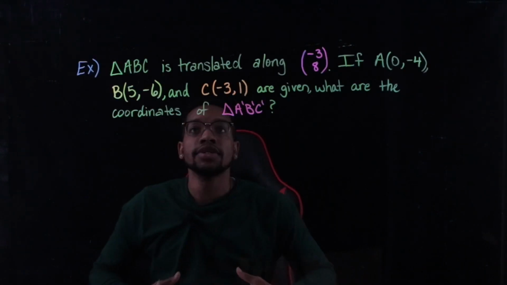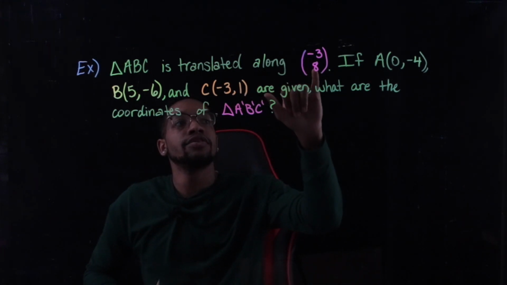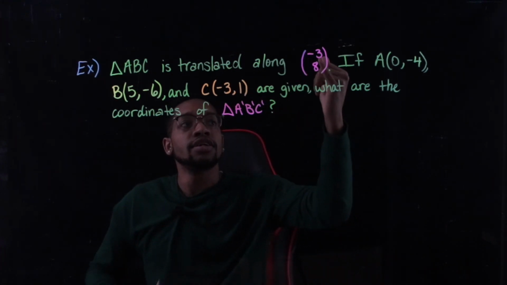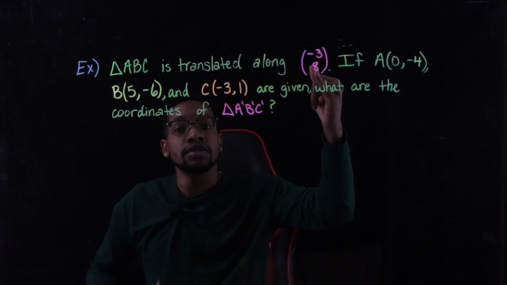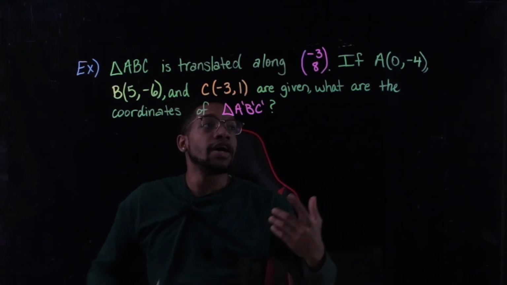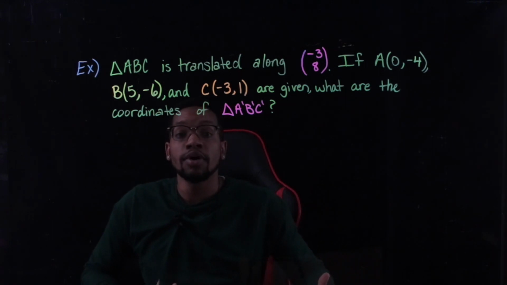One of the reasons translations are so easy is because all you're doing is taking some points and adding or subtracting from those points. And that's really all you're doing. It says we got triangle ABC being translated along the vector -3, 8. So what that means is it's going to be moving 3 spaces to the left and then 8 spaces up. So if A, B, and C are given, what are the coordinates of triangle A prime, B prime, C prime?